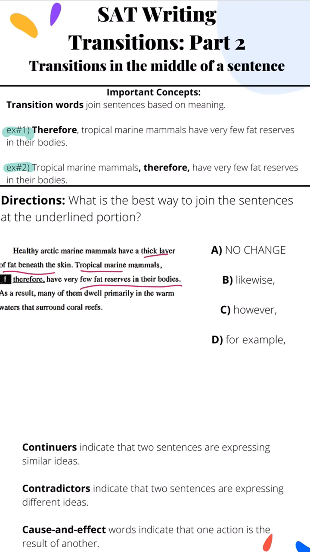So we can eliminate A, B, and D, because those transitions assume that the ideas presented in both sentences are similar. So C is our correct transition.